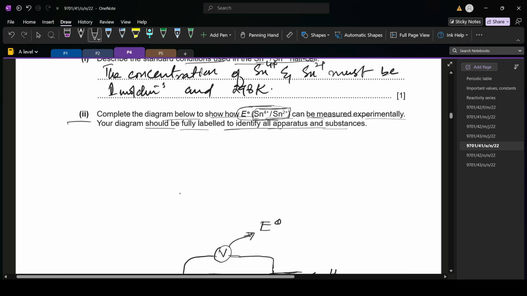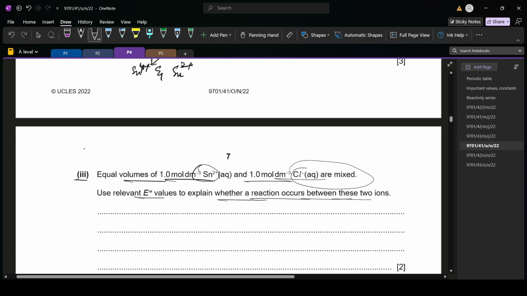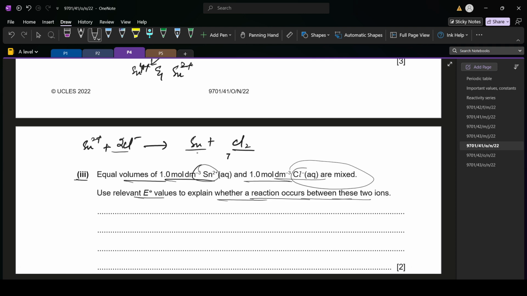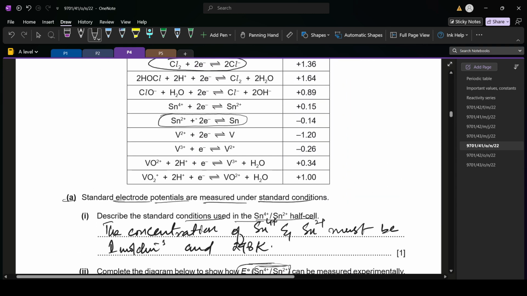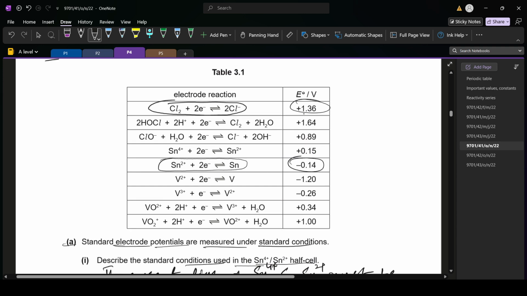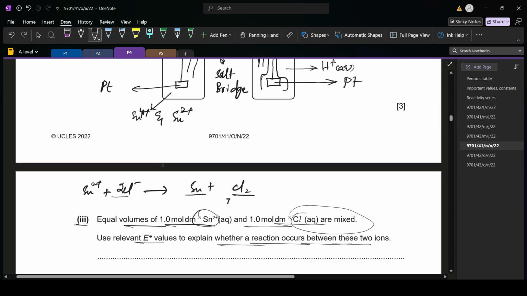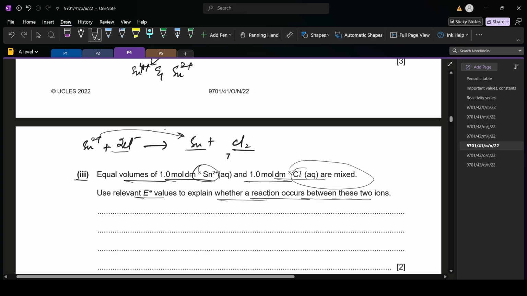So let's first write the equation. Sn2+ and Cl2, when they react, will form Sn plus chlorine, like this. So you can see that the tin is reduced and chloride ions are oxidized. The half cells of these two are shown to you. You can see that this is a reduction, this is reduction, and this is oxidation.